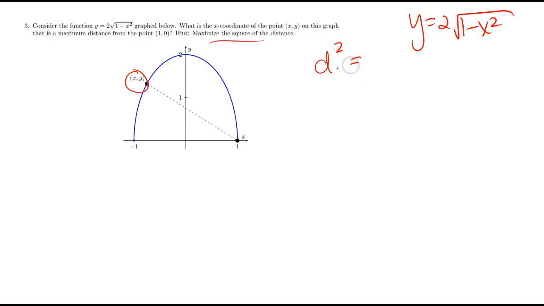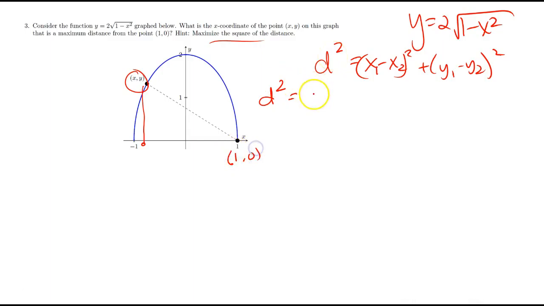D squared equals (x1 minus x2) squared plus (y1 minus y2) squared. All right, so the point (x, y), so it'll be d squared equals, this point here is (1, 0), so let's say it's (x minus 1) squared plus (y minus 0) squared, right?